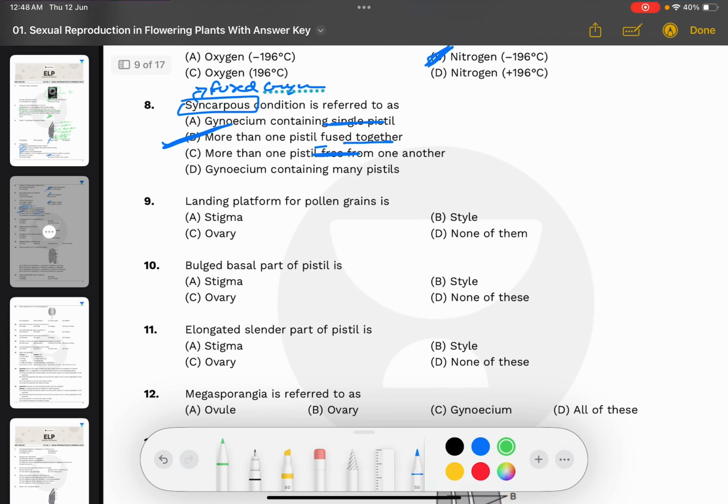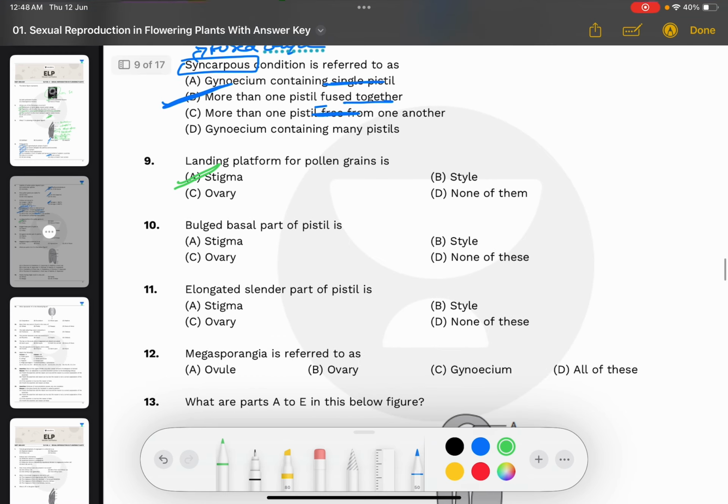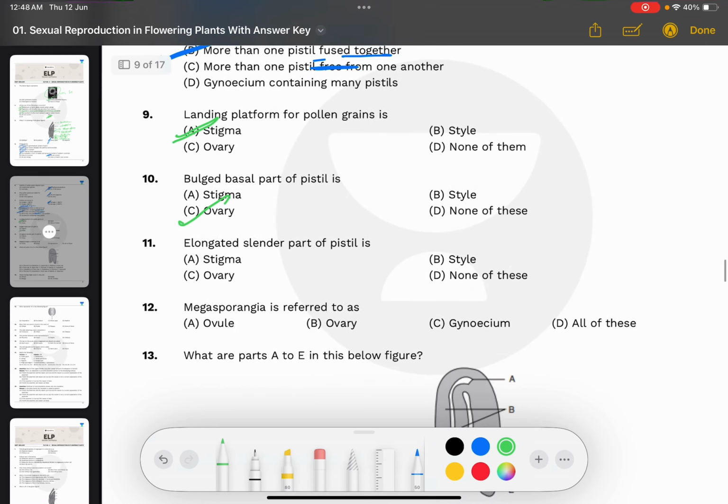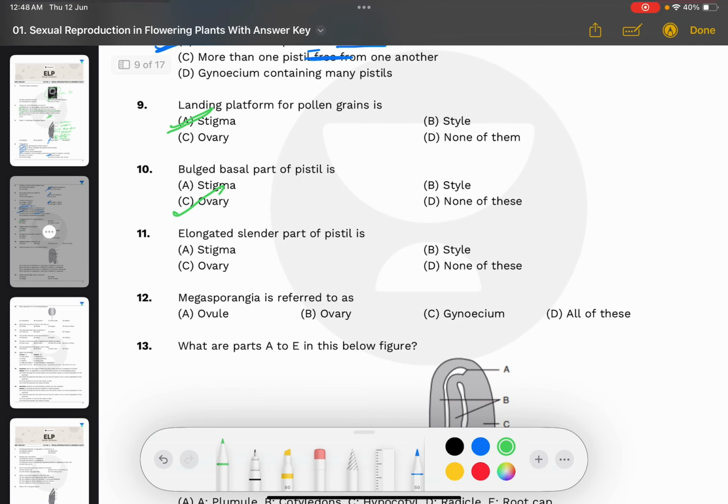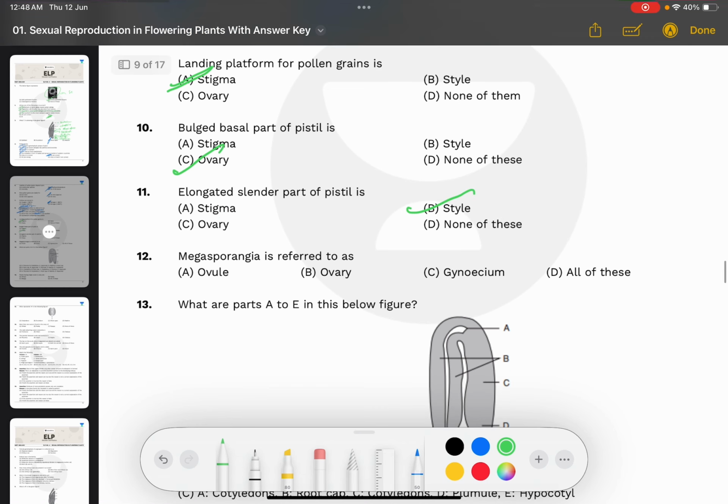Landing platform of pollen grain, very easy question: stigma. The bulbous basal part of the pistil is the ovary. What is the elongated slender part of the pistil? Style. Megasporangia is referred to as what? Microsporangia is what we call pollen sac, and megasporangia is what we call ovule.